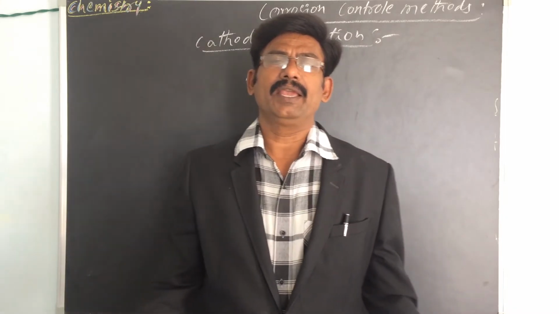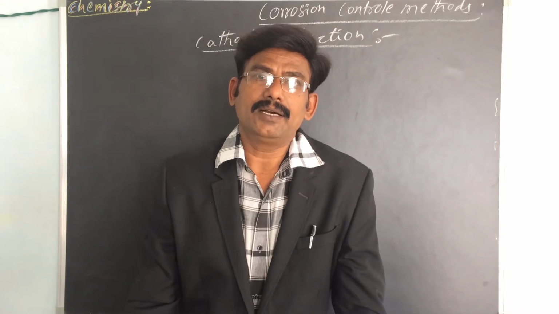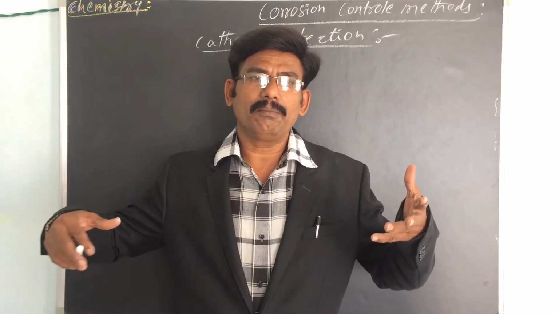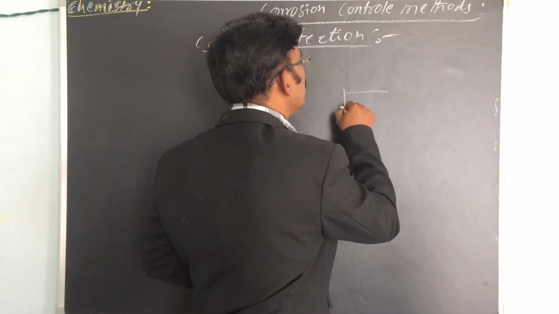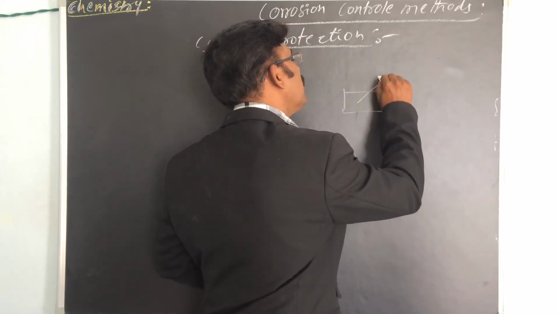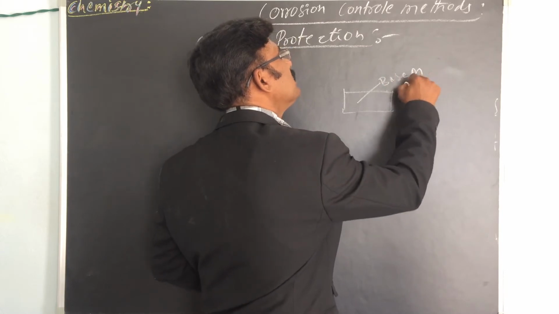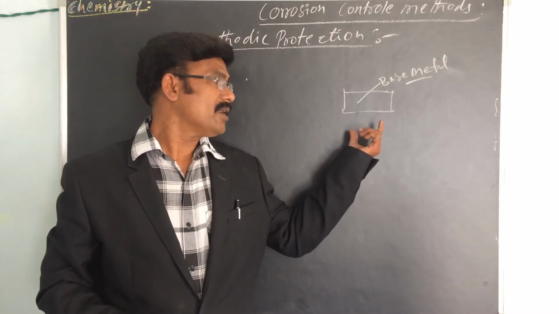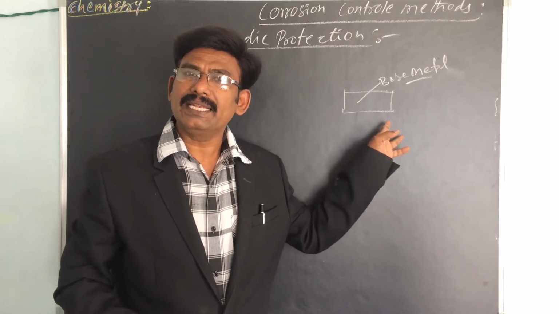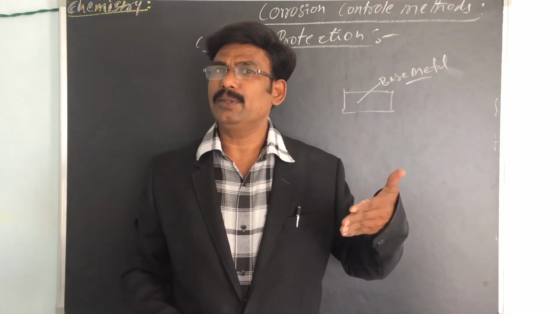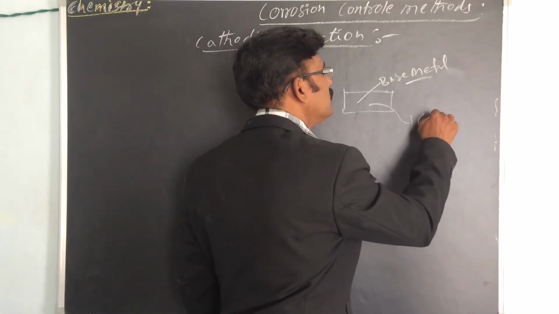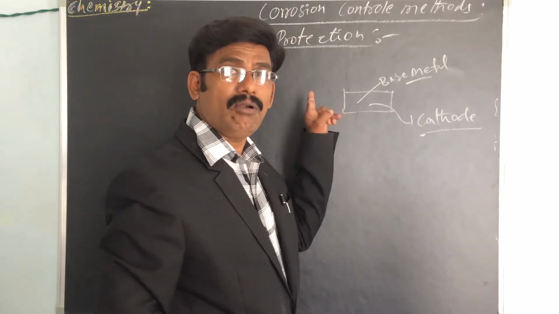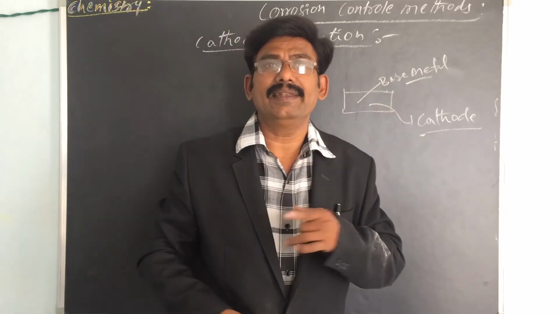Cathodic protection. Here, the method of protecting the base metal means cathodic. For example, we want to protect this metal, so this is called the base metal. The method of protecting the base metal by making it behave like a cathode is called cathodic protection.